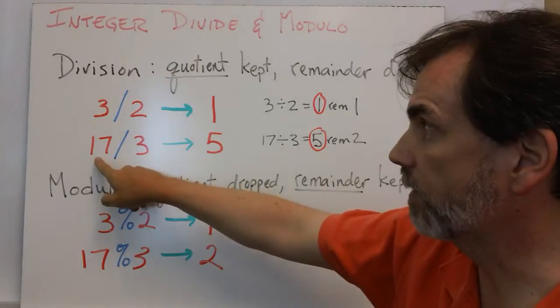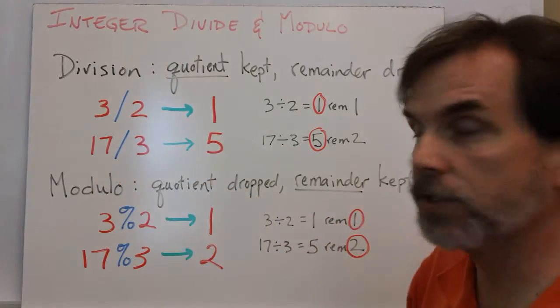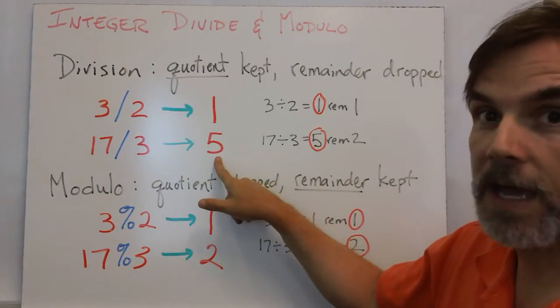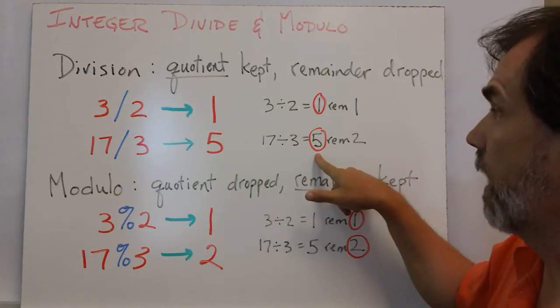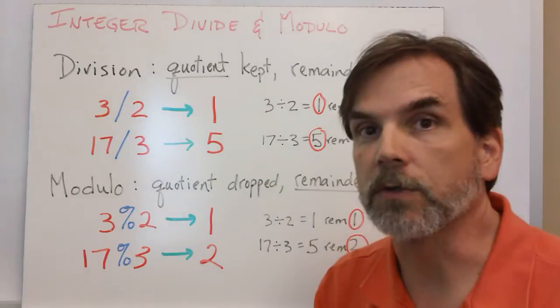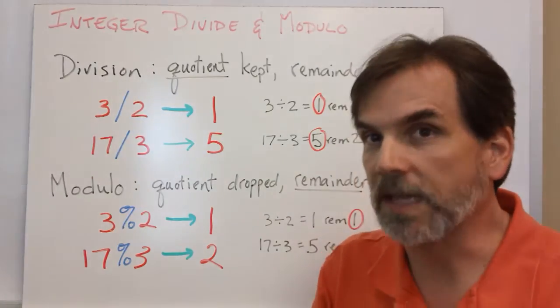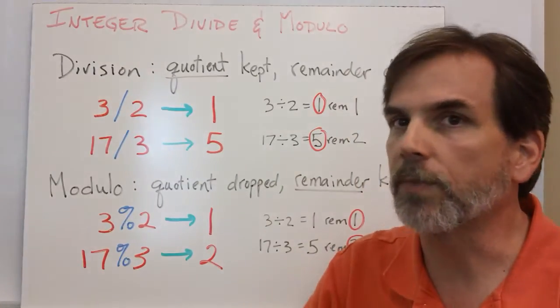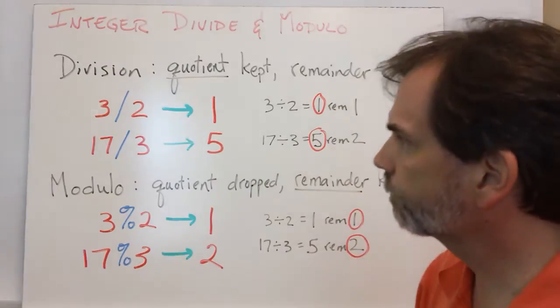Same thing here, 17 divided by 3, both integers. The result is 5. Right? We get 5, remainder 2, keep the 5, and throw away the 2. So it's important to remember we're doing integer division, we're losing the fractional part of the quotient.